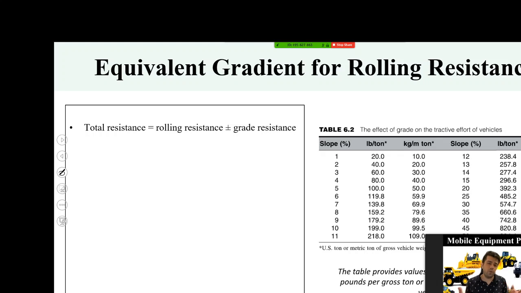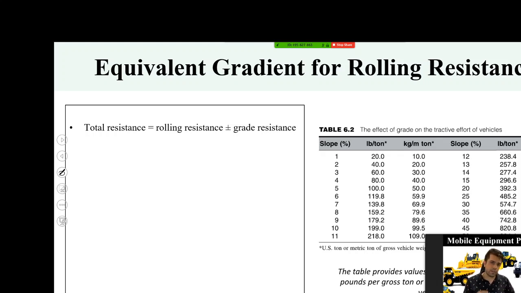So if you want to sum them up, or add them to one another, they should be of the same type. Obviously grade resistance comes in percentages, but rolling resistance could come in pounds. So we need to convert rolling resistance in such a way that it could be added to or subtracted from the grade resistance.